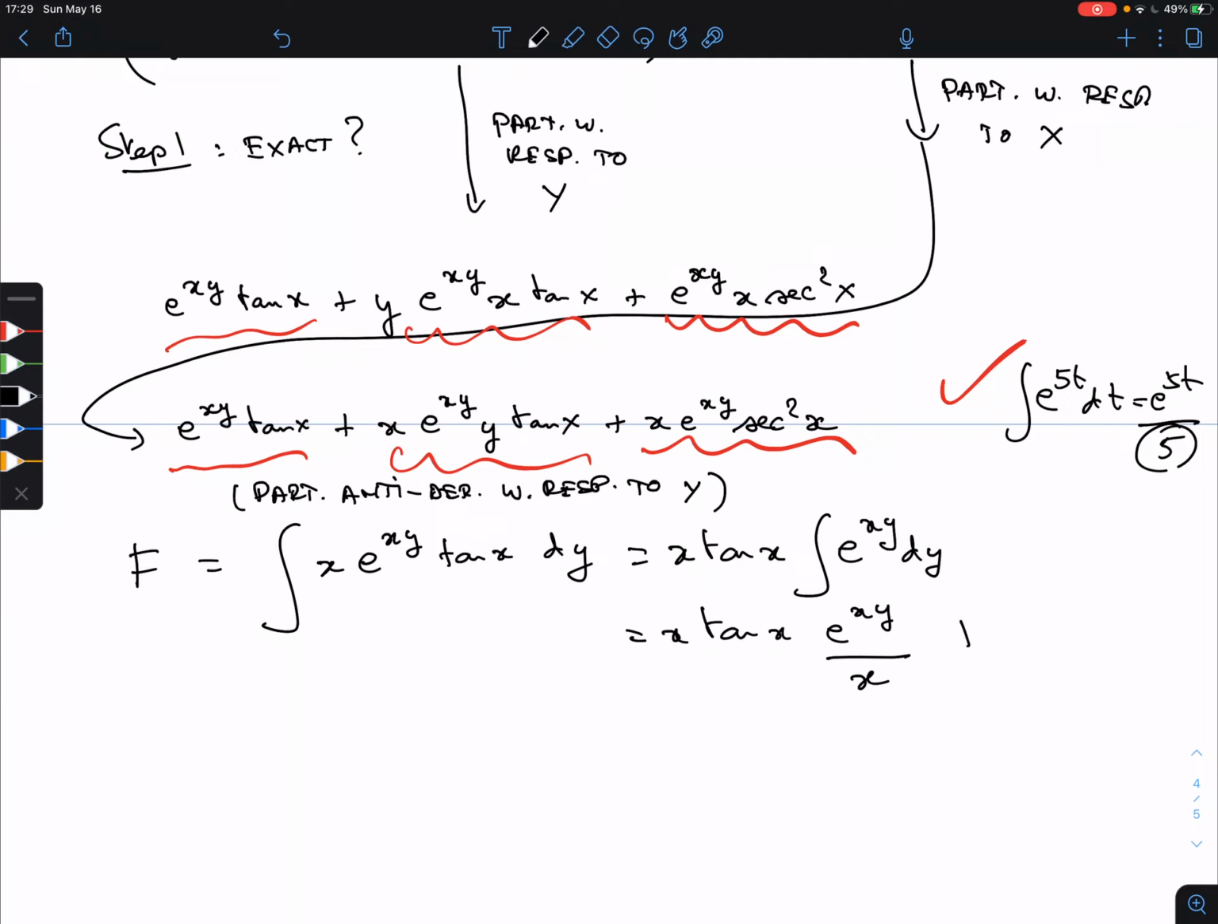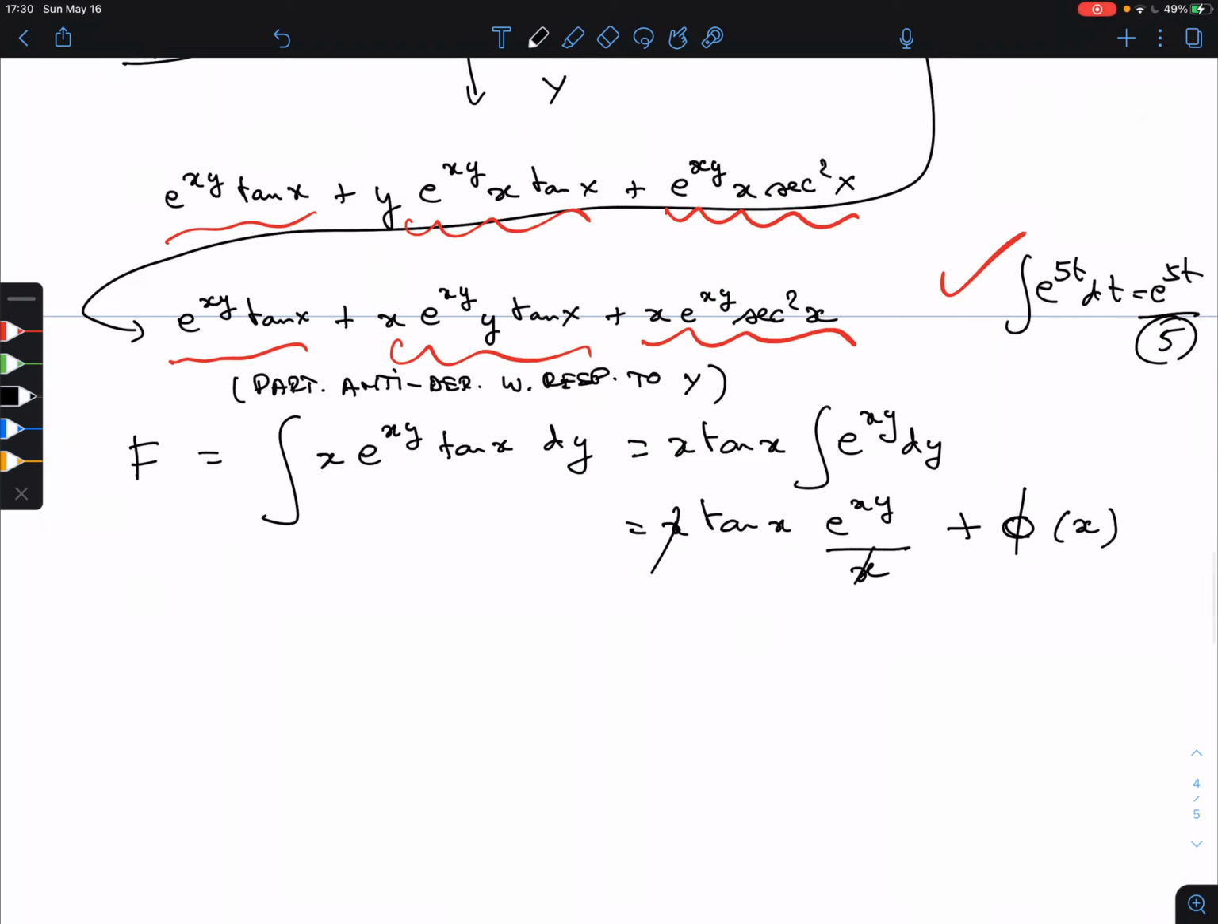Oh, is this a constant for y? So plus a constant, then what should I write here? Let's think about that. It's a constant with respect to y, but that means that it still might depend on x. So we should write it as phi of x or psi of x. In the book they use a different letter, but let's just write phi. Okay, first of all, these x's cancel. So we see that f is of the form tangent x e^(xy) plus phi of x.